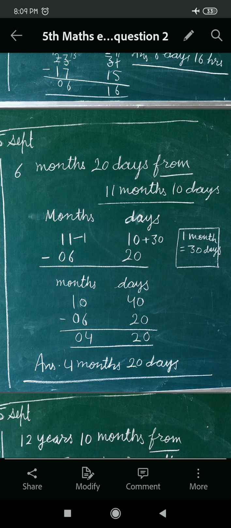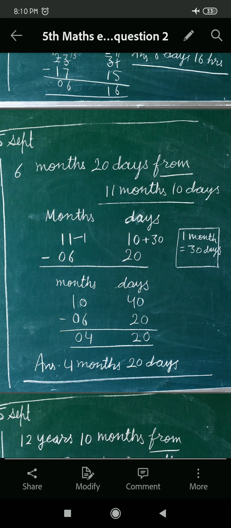And when we take borrow, months will give 1, but it must be converted into days. Then we can add only. And 1 month is equal to 30 days. And beta, you also be in a habit to make this box in front of every question. If you will write again and again, then you will not forget. It will be permanent in your mind. That's why you write in front of every question.